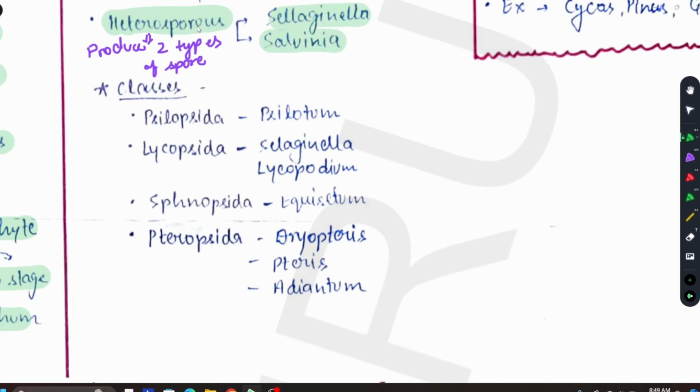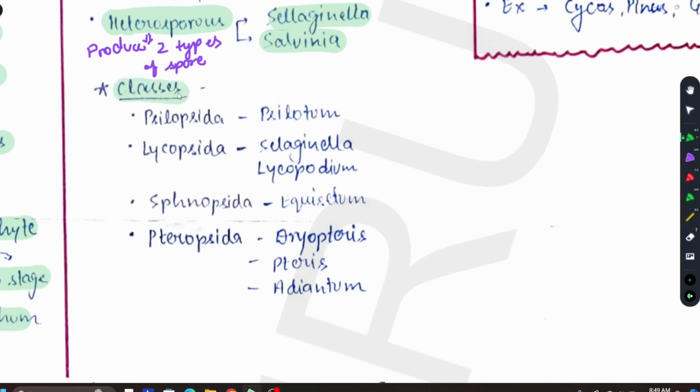Many are heterosporous, and there are also many which are homosporous. So all pteridophytes are not heterosporous. Selaginella and Salvinia are heterosporous, and there are many pteridophytes which are homosporous. Homosporous means they produce a single type of spore, not different types.